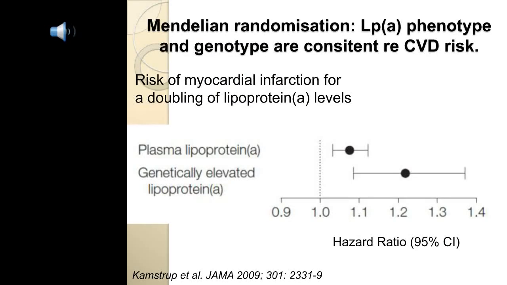And it is further confirmed as an independent risk factor by the technique of Mendelian randomization. In this technique, there is concordance between the cardiovascular risk associated with increased plasma levels and also the increased risk associated with a genetic pattern which would predict increased plasma levels. And so this is confirming the likelihood of a causative relationship between increased Lp(a) and cardiovascular risk.